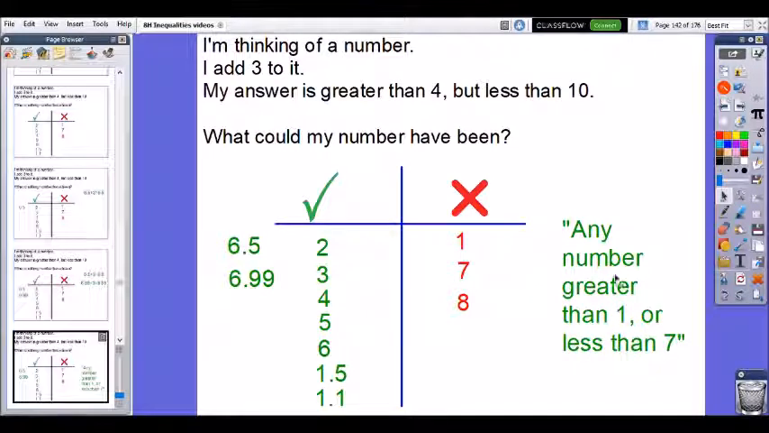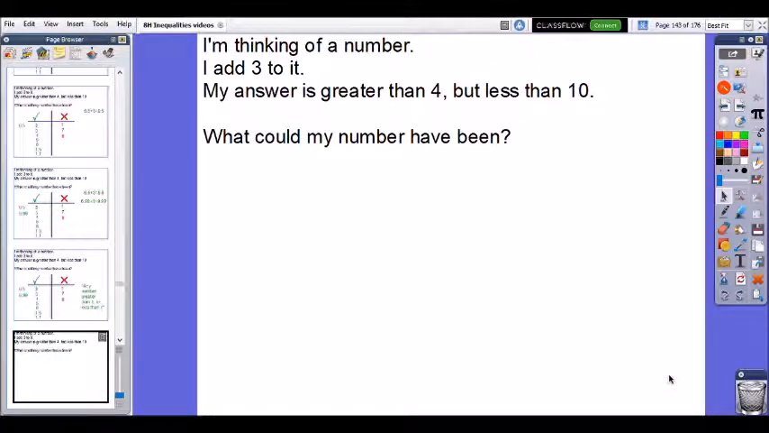So in words, I can say that the numbers that work are any number greater than 1 and any number less than 7. Let me show you how to do this with algebra. It's much easier to do it with algebra. So if I'm thinking of a number, in maths, if you don't know what a number is, we just call it x.